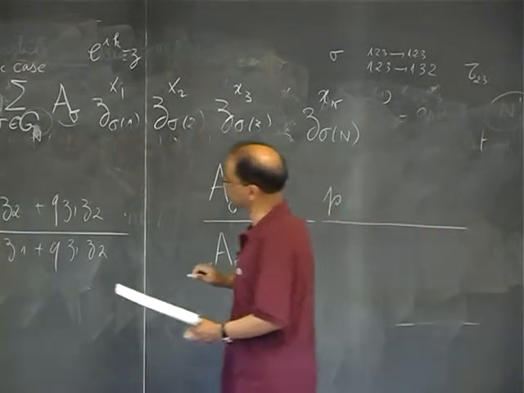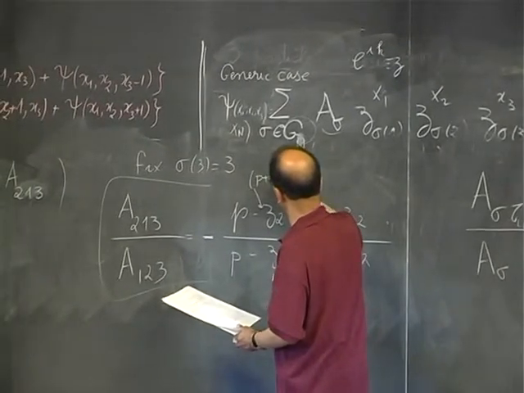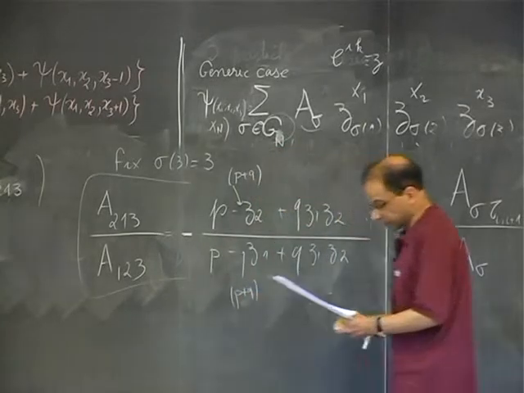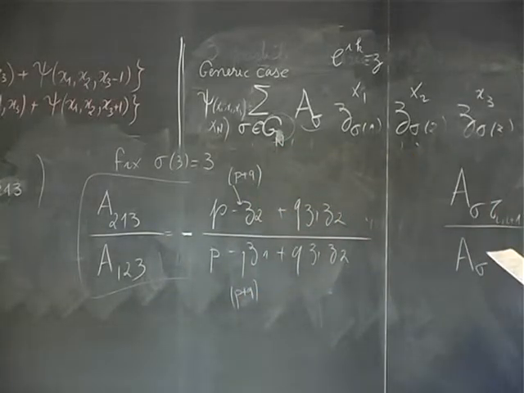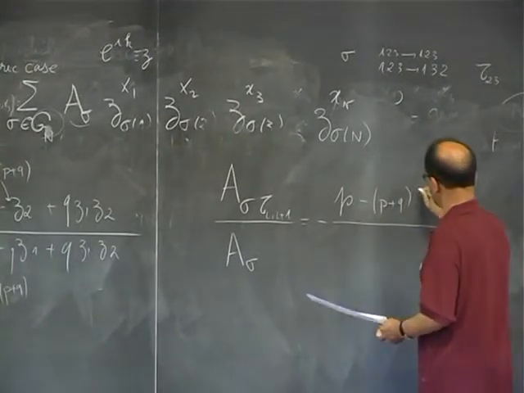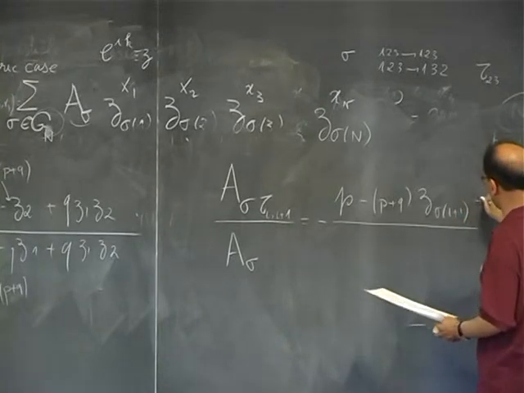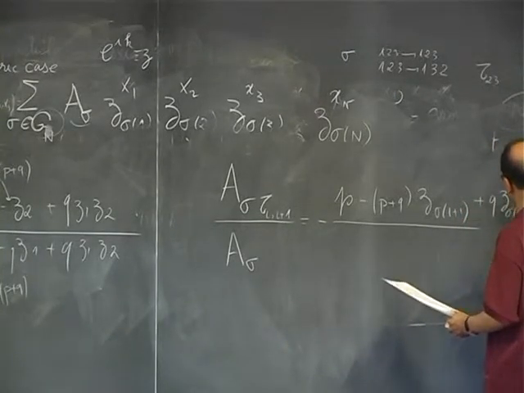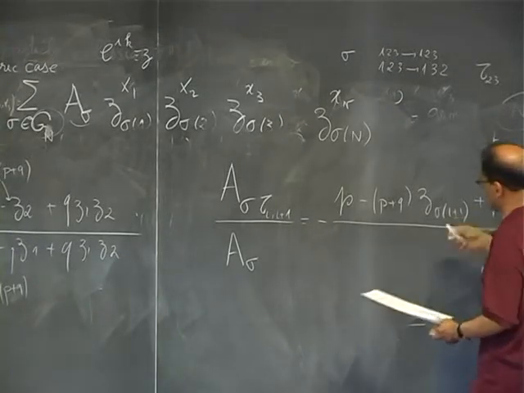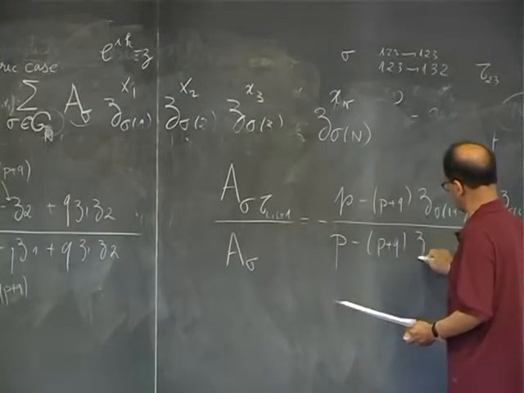Oh, sorry, I made a small mistake here. It's a normalization mistake. There is a P plus Q here. Often I normalize P plus Q equal to 1. So it's P minus P plus Q Z sigma I plus 1 plus Q, the product, and the same thing here, but of course the other one.